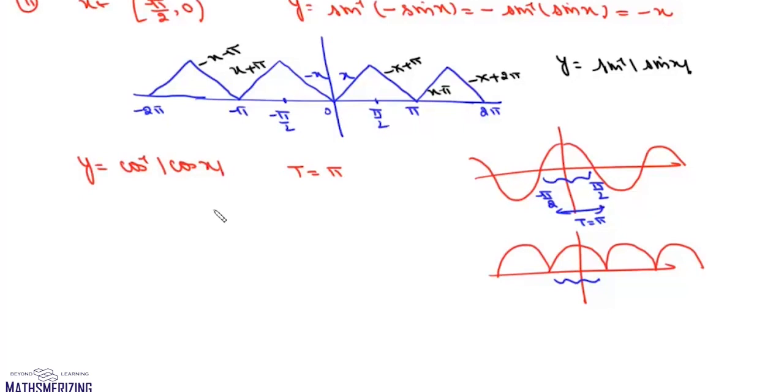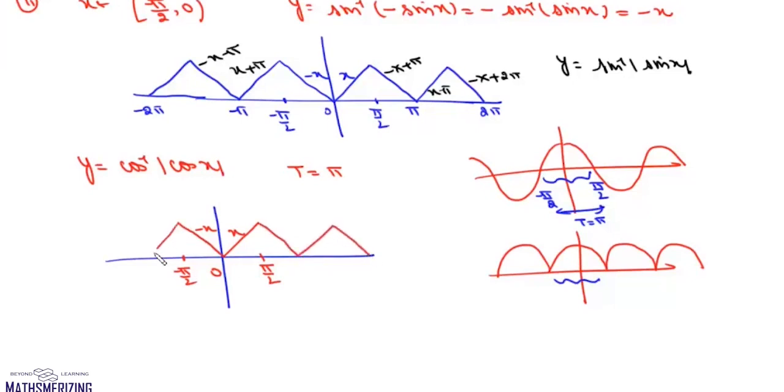Now, if we look at the graph of cos inverse of cos x, then this graph will be x from 0 to pi by 2 and it will be minus x from 0 to minus pi by 2. Now again, we'll repeat the same graph. And this is the graph of y equals cos inverse of mod cos x.